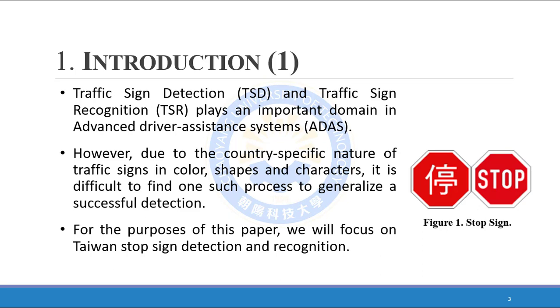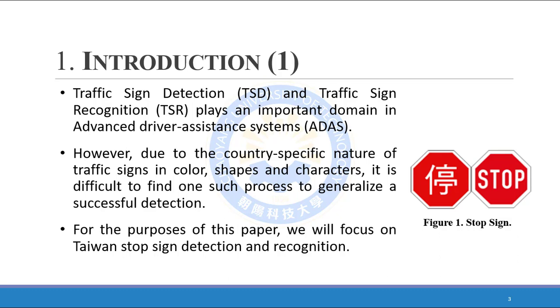Traffic sign detection and traffic sign recognition play an important role in the advanced driver assistance system. The arrival of modern breakthroughs in deep learning has resulted in significant state-of-the-art results for traffic sign recognition, with much of the research focused on designing deep convolutional neural networks to improve the accuracy.